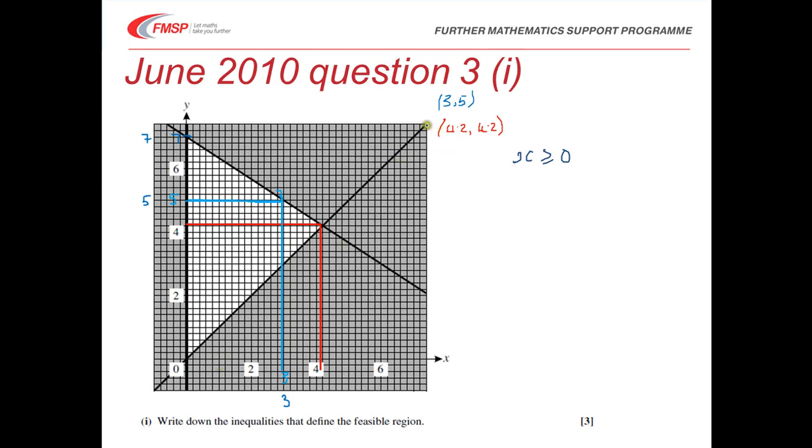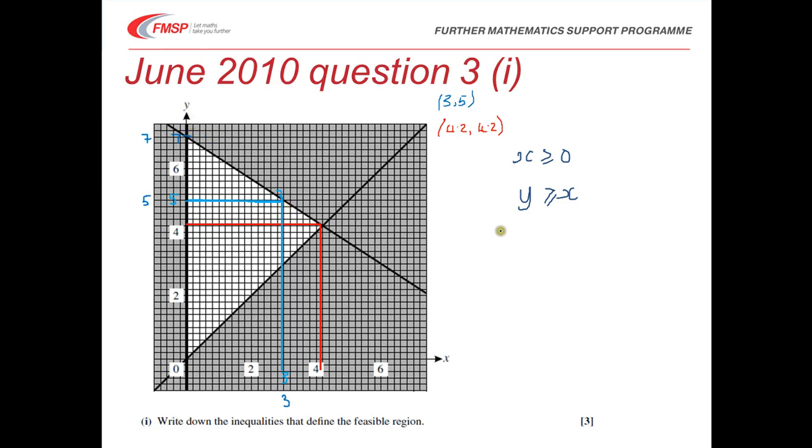This is the line which is y equals x, and again just check it will go through the point (2, 2), it will go through the point (3, 3), and it will go through, as I said, this point which we need later, (4.2, 4.2). So y equals x is the line, and we want the area above it, so it's y is greater than or equal to x. So we now have this boundary, and we have this boundary, and we now have to find the third boundary.